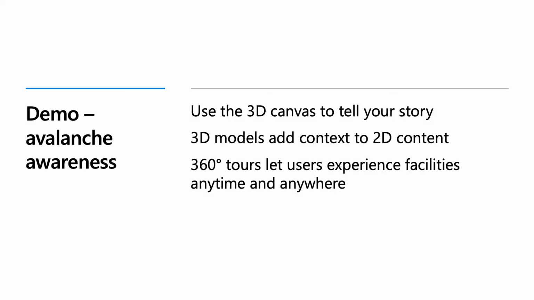All right, so let's summarize a little bit about the avalanche awareness demo there. With SharePoint Spaces, we use the 3D canvas to help tell our story. In this instance, we combined a simple 3D model created from a topographic map with two-dimensional imagery of that same topographic map and some images in the mountains, and then utilized the 360-degree tour to let people experience what it's like to actually be in the mountains.